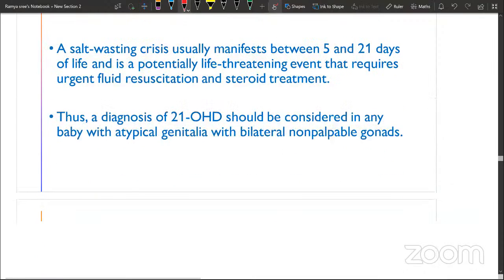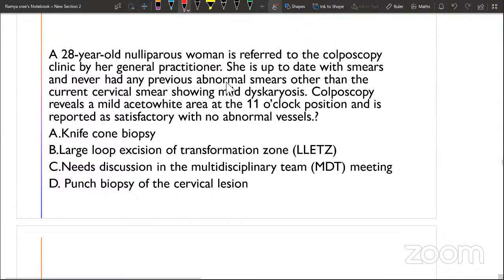Right. So let's go to the next question. A 28-year-old nulliparous woman is referred to the colposcopy clinic by her general practitioner. She's up to date with smears and never had any previous abnormal smears other than current cervical smear showing mild dyskaryosis. Just give me a minute. Shansh, can you go out? So just read this question and try to answer.